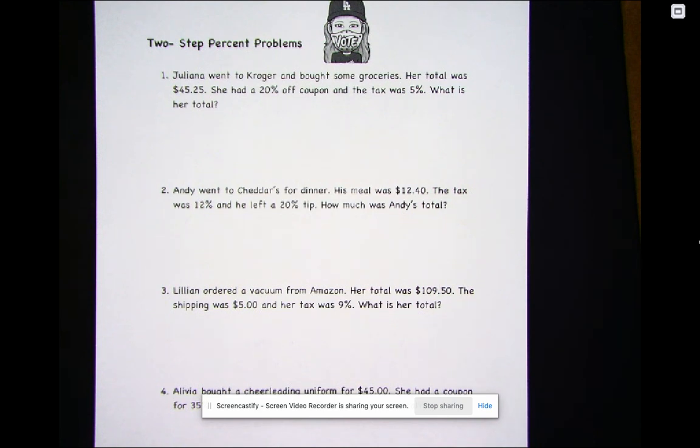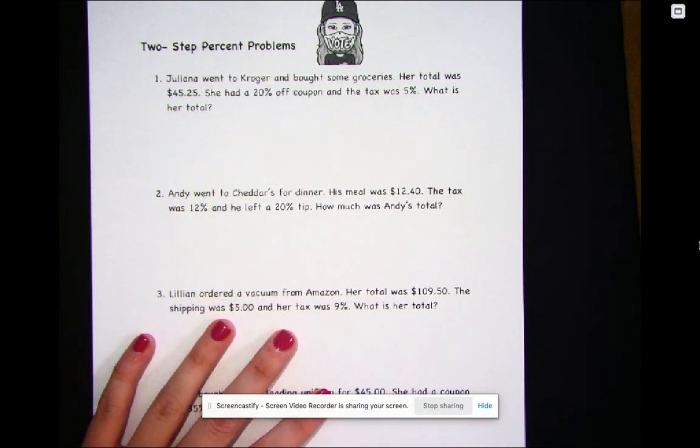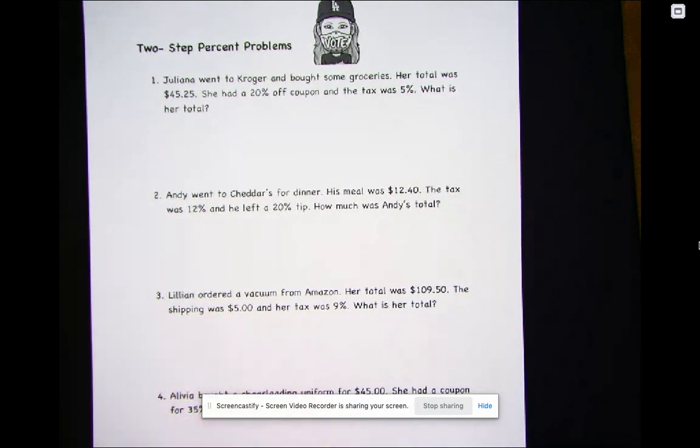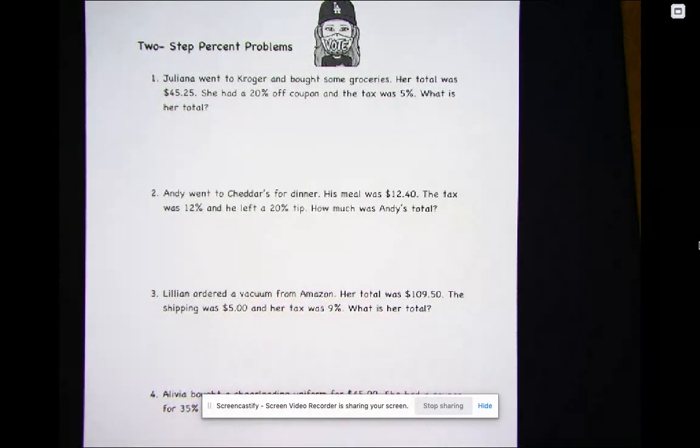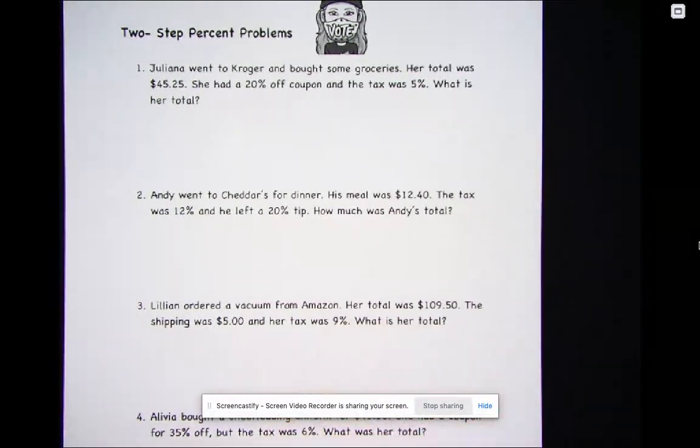Hey everyone! Okay, I'm going to be going over the two-step percent problems that you had for homework on Monday night. So make sure that you are taking notes because a lot of you have been asking questions and have missed a lot of these problems. So I'm going to go over them slowly, and you can watch this individually so you can understand and pause when you need to.